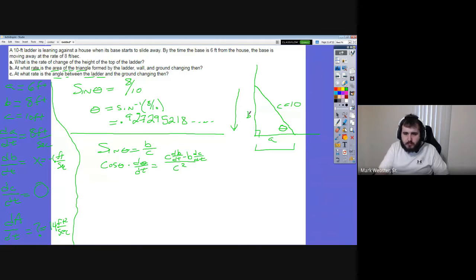So this is b is 8, a is 6. So cosine of theta, well, cosine is a over c. So this is actually 6 over 10. We can save ourselves some time trying to plug that back into the calculator. Ain't nobody got time for that.